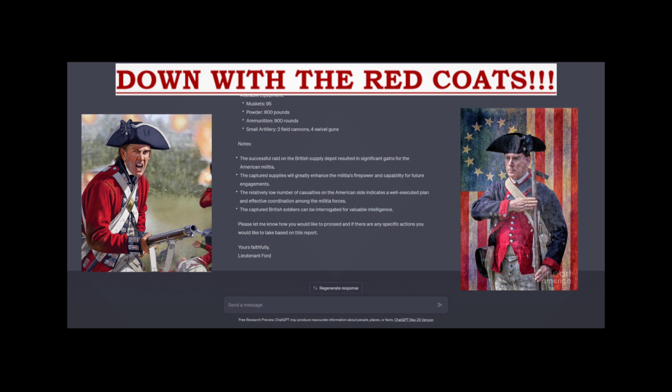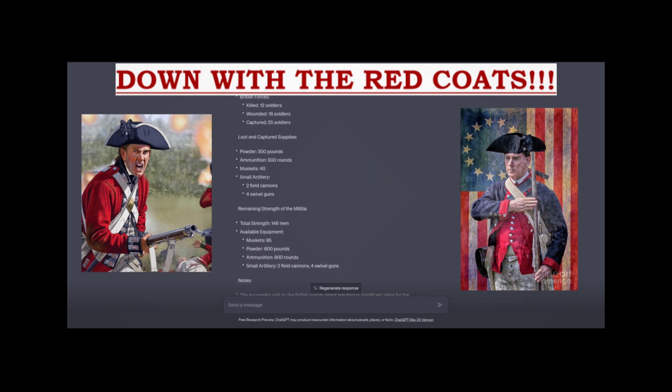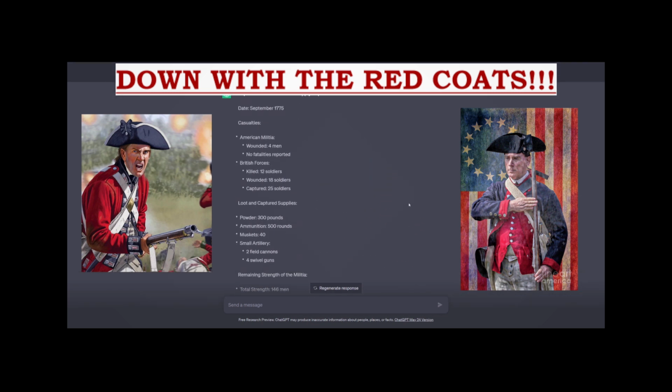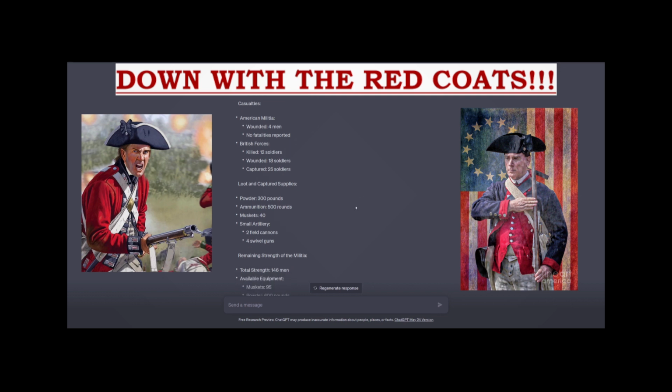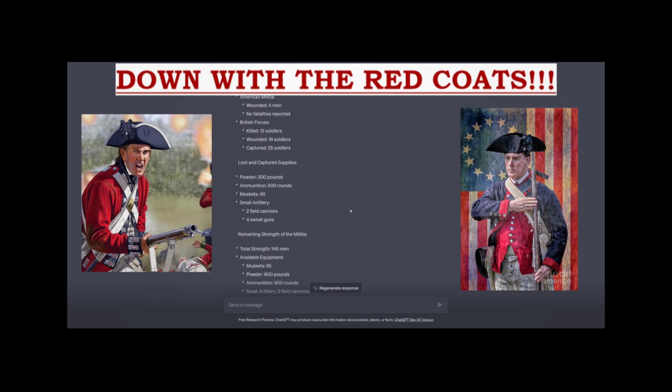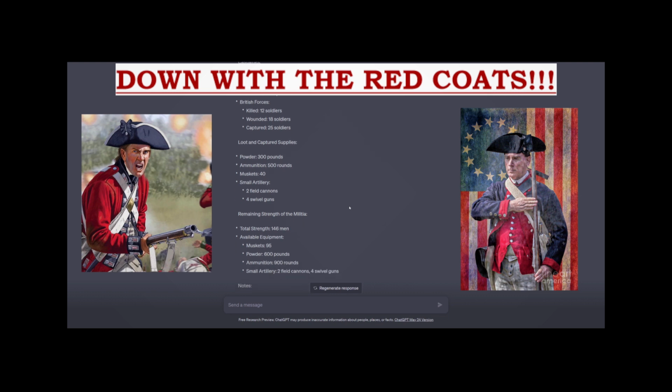Okay, so here's our after action report. We have 4 men wounded with no fatalities. We killed 12 and wounded 18 and captured 25 English soldiers. We have 300 pounds of powder, 500 rounds of ammunition, 40 muskets, 2 field cannons, and 4 swivel guns. Our remaining strength as a militia is 146 men, with available equipment of 95 muskets, 600 pounds of powder, 900 rounds of ammunition, and then the artillery that we have now captured.